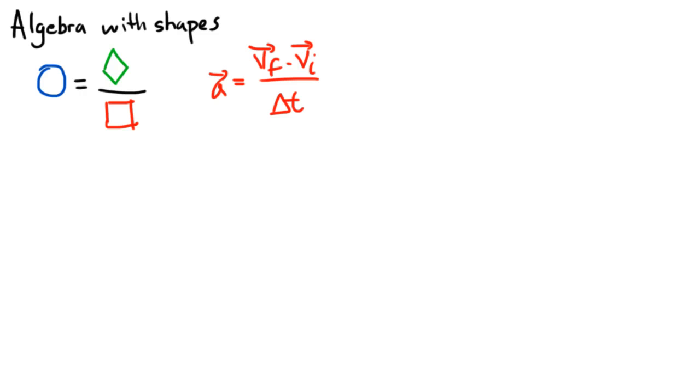And so we're going to come back actually to that acceleration equation later, but that would be in another video. Let's just start with this basic algebra with shapes equation. And what we're going to do is try to solve for the green diamond, and we're going to try to solve also for the red square in this equation.